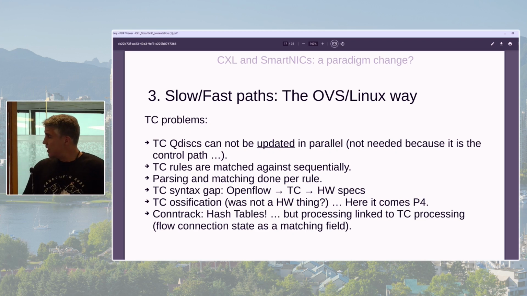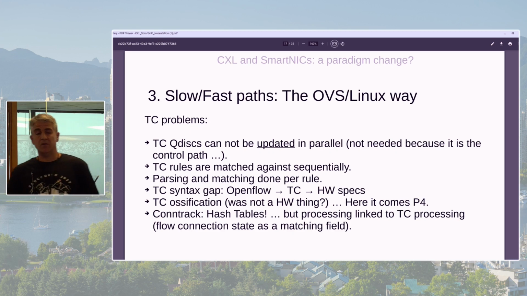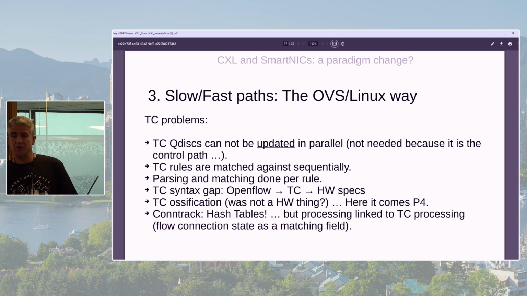Then the TC ossification. Probably some time ago it was just a hardware thing, but before in the software data path, it is because we need faster ways of implementing new protocols, and we need this kind of flexibility. And in the end, there is the conntrack. This conntrack was designed for scalability, or better scalability. But the problem is that conntrack with TC is attached to TC processing. So at the end, it suffers from TC, these bottlenecks that I'm commenting on here.